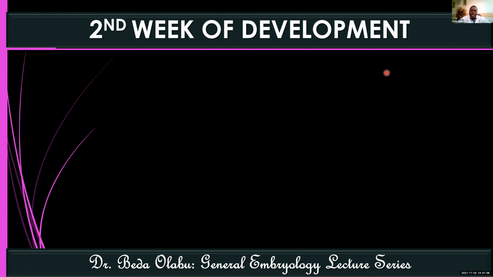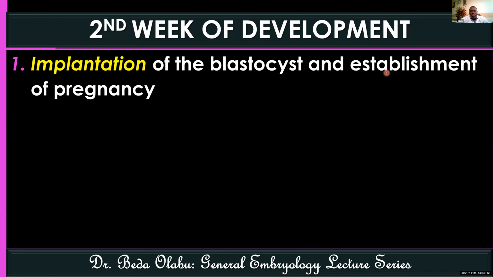So when the first week ends, we are ushered into the second week. What happens in the second week? During the second week of development, the blastocyst will implant. And so we will now establish the pregnancy. Remember, initially the woman had conceived, but we cannot say that she was pregnant. But when implantation takes place, then the pregnancy is established. That will be the subject matter of this class.